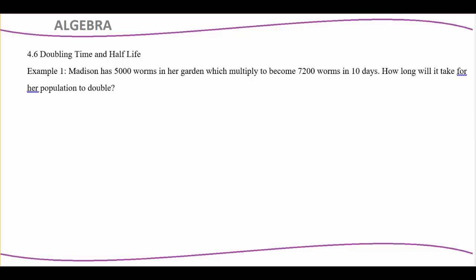Today we're going to be talking about doubling time and half-life. In your previous two videos, you learned about exponential growth models and exponential decay models. We're going to be using that knowledge.